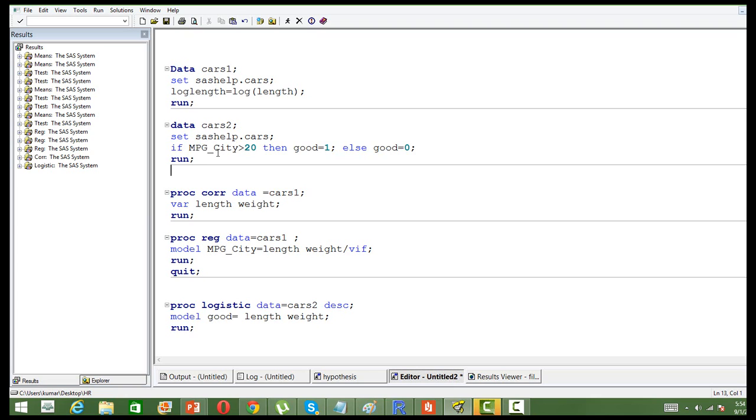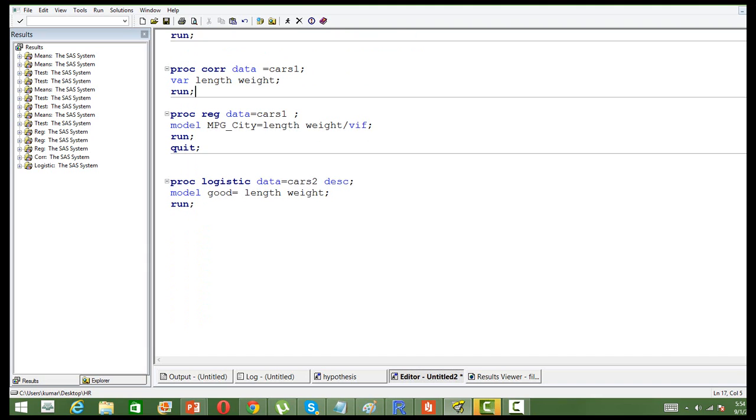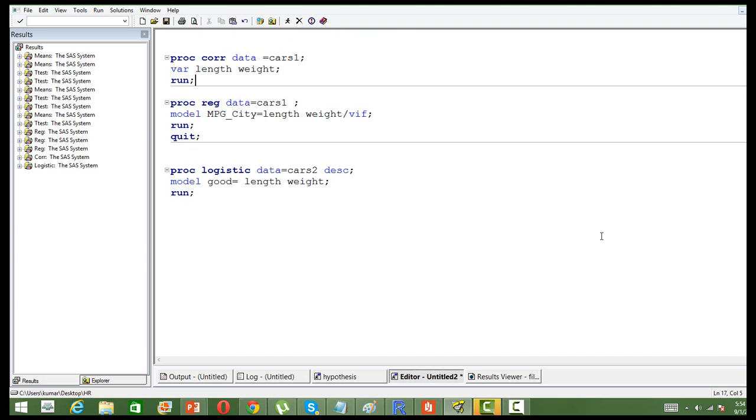The data here is that if the mileage is greater than 20, then it's a good car. If the mileage is less than 20, then it's a bad car. So if good is 1, it's a good car. If good is 0, it's a bad car. Now it's clear. Now you know what the event is. We are keeping it as descending. We want to know the probability of the event happening, that it's a good car. But if you do not use the descending keyword, it will always find the probability of 0, of the non-event. We are not interested in that.